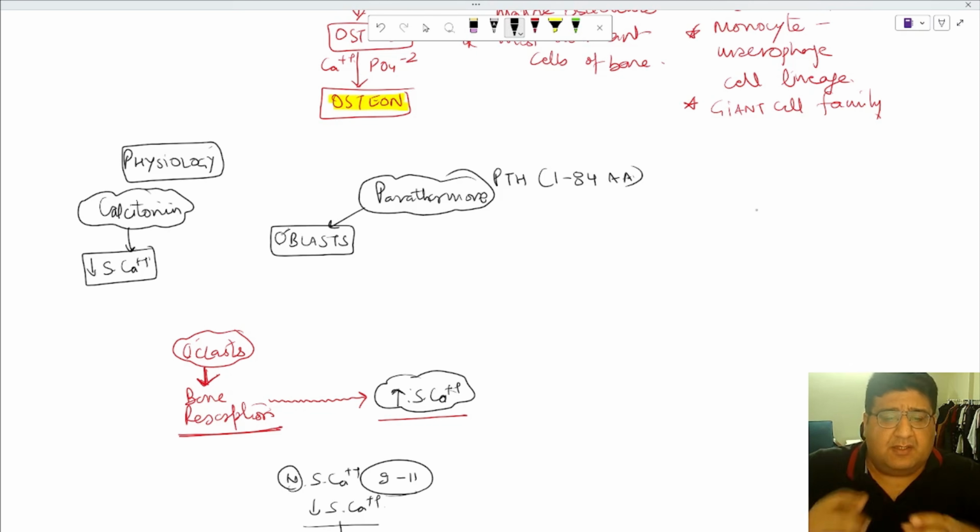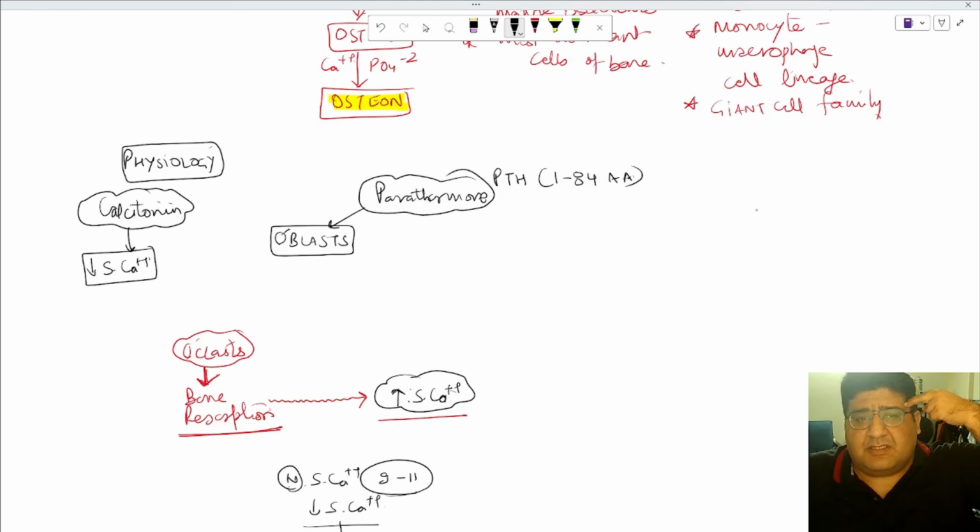PTH puts out his pistol, puts it on the head of Osteoblast. He's like, listen, dude. Hey, Osteoblast, I know you make bone, but that's physiology. Now you're under my influence. That's pathology. You will eat the bone and you will tell Osteoclast to do it.